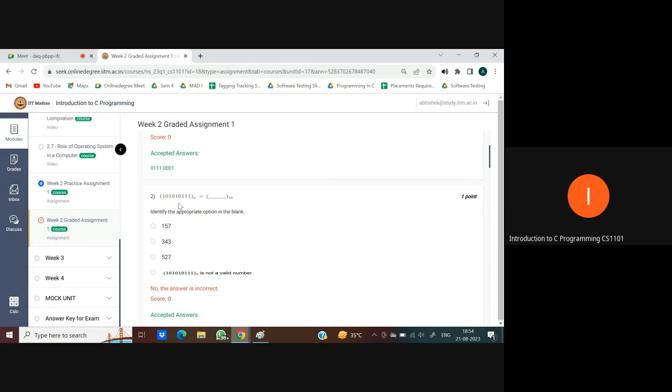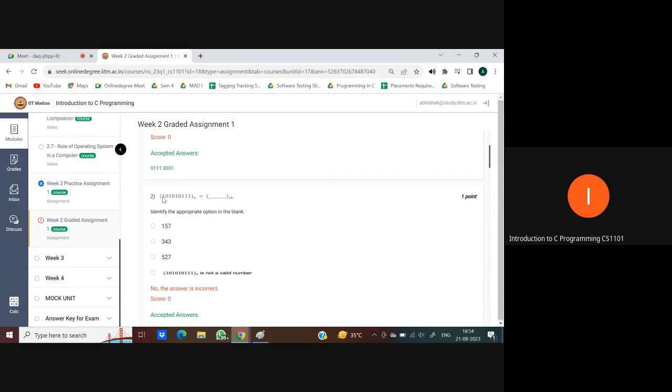Now let us take a group of another 4 bits. So 0, 1, 1, 1 is done. Now we will take 1, 0, 1, 0. So what is 1, 0, 1, 0? 5. It is going to be 5. So even the third option is eliminated and the first option is correct. So 157. You don't even need to do the rest of the calculations. We go straight to the answer 157.